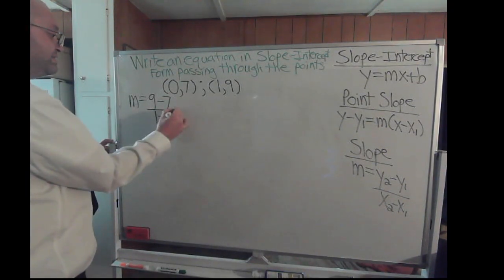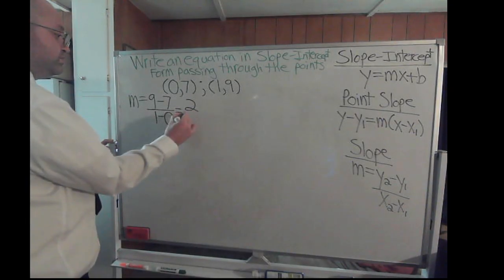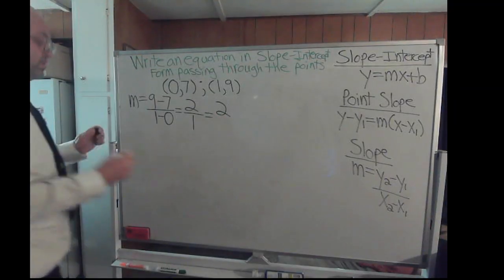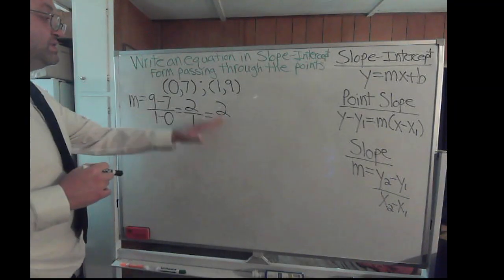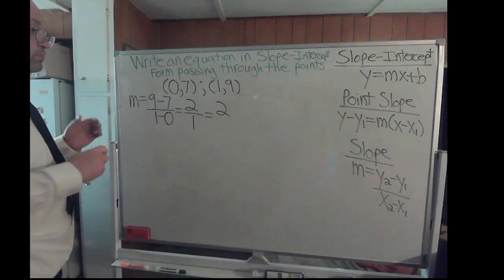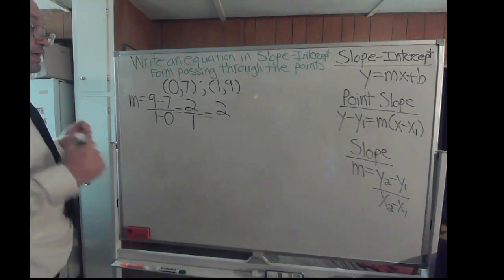Well, 9 minus 7 turns into 2. 1 minus 0 is 1. You have 2 over 1, so your slope is 2. We've now identified the slope of this line. Now, we need to find the equation of the line.